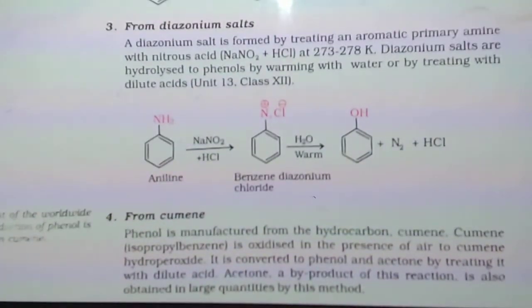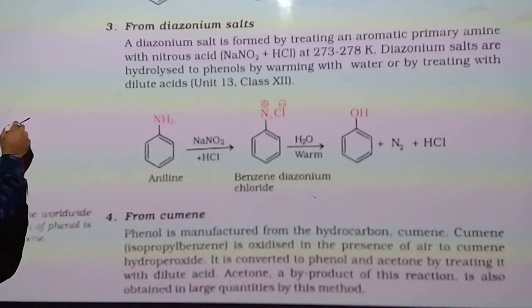A diazonium salt is formed by treating an aromatic primary amine with nitrous acid. Nitrous acid means NaNO2 plus HCl at 273 to 278 Kelvin. Diazonium salts are hydrolyzed to phenols by warming with water or by treating with dilute acid. So we first take aniline.